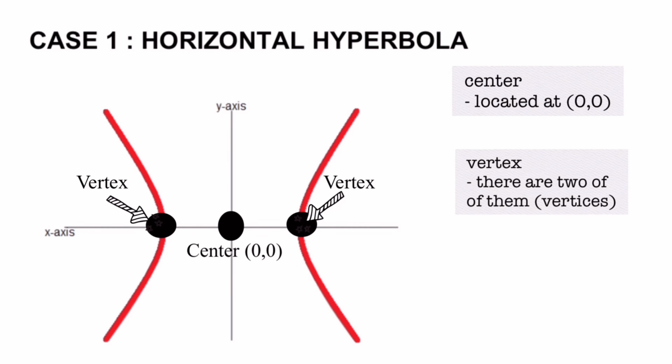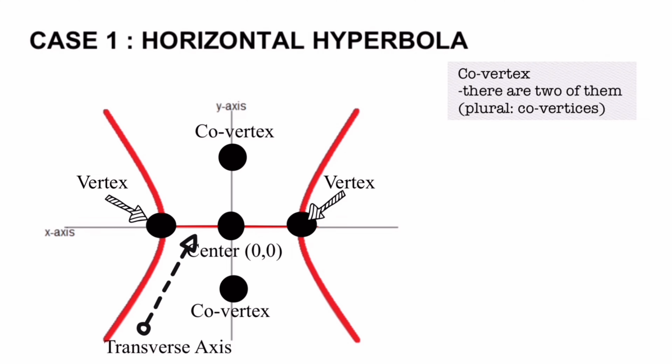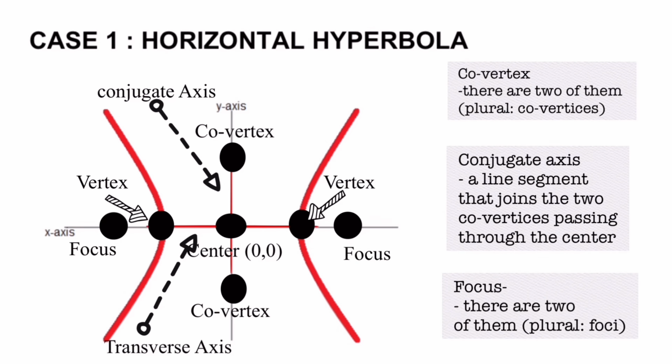Another part is the vertex. There are two of them. We call them vertices. Another part is the transverse axis. The transverse axis is the line that connects the two vertices passing through the center. Another part is the co-vertex, and there are two of them. We call them co-vertices. Another part is the conjugate axis. This is the line connecting the two co-vertices passing through the center. The next part is the focus. There are two of them. We call them foci.